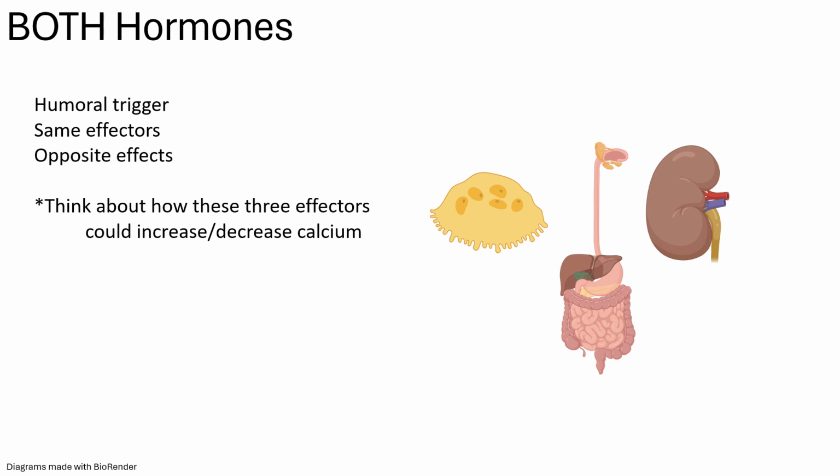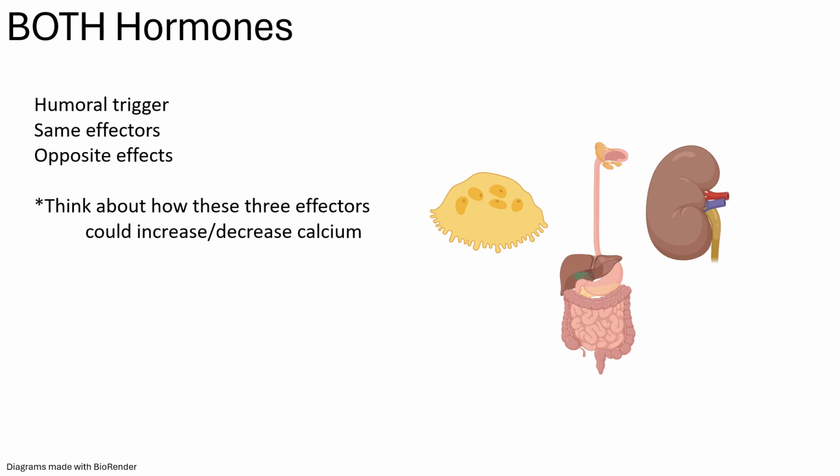PTH also affects bone, but we know that there are a bunch of different cells in bone. And PTH specifically affects osteoclasts to increase bone breakdown, or osteolysis. By breaking down bone, these osteoclasts will be releasing calcium, and this is going to raise levels in the blood.